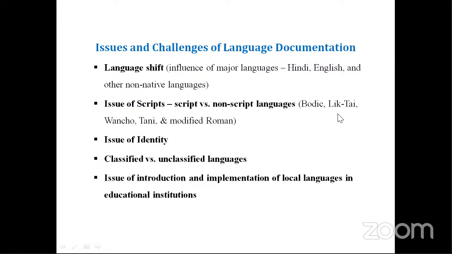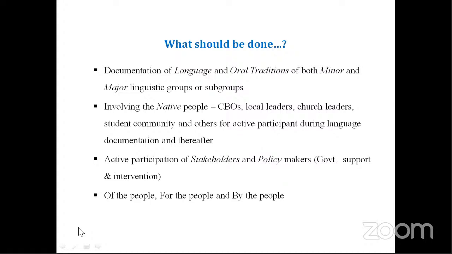So the question of which variety should be used is the most challenging thing when we talk about implementation or introduction of local languages in schools. These are some of the important issues. Now, last, what should be done?